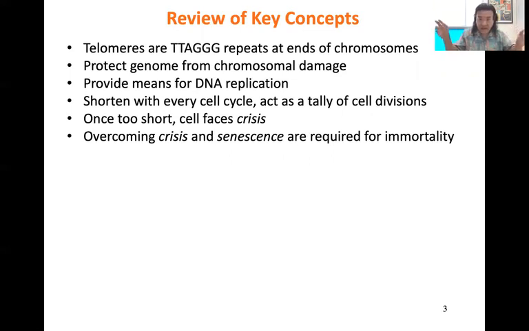We have these many kilobases of repeats at the ends, and these chromosomal regions serve several important functions. They protect the genome from chromosomal damage, right? So that you can actually lose bits of the ends of your chromosomes before you get into potentially losing valuable genetic information that's in the chromosome. The telomeres provide a physical platform for DNA replication to take place.